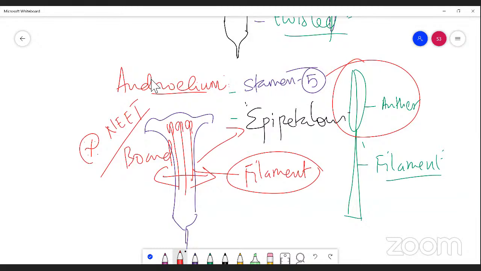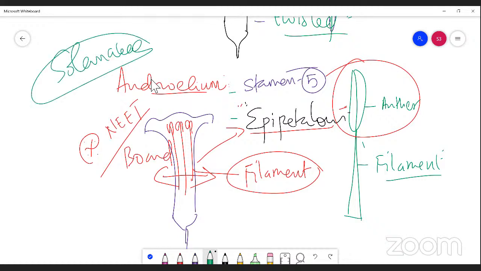Epipetalous stamen is a characteristic of which plant? A. Datura metel. B. Hibiscus rosa-sinensis. Find the answer. Datura metel. Epipetalous stamen is a characteristic of this family. Could you mention the family? Solanaceae family. So the Solanaceae family can be indicated by the presence of epipetalous stamens. It is the most significant character of Solanaceae. Understand? This is a very important character, right?